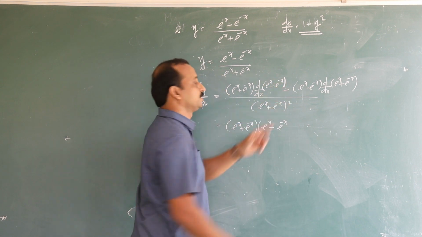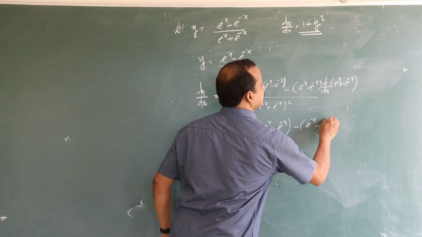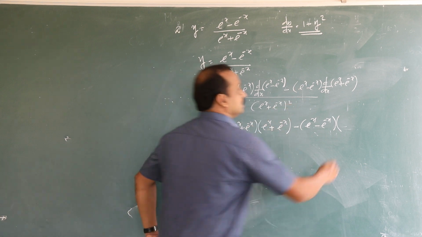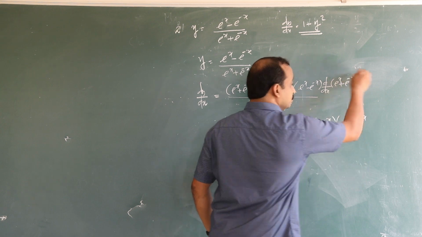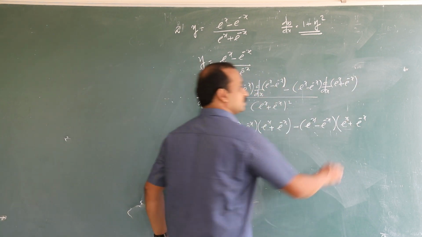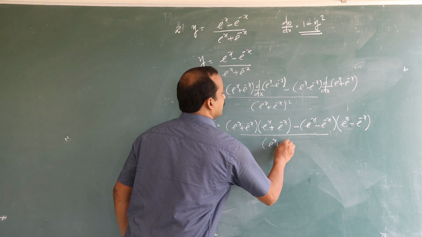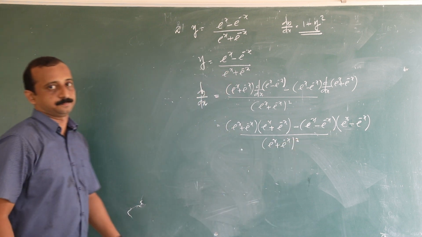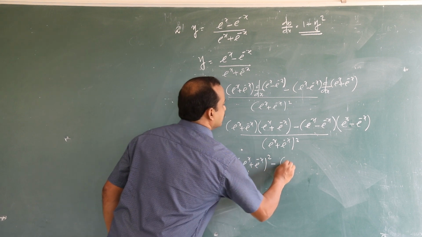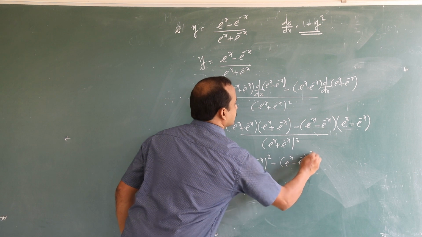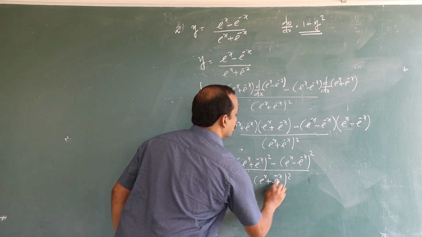Using function of function, the derivative of minus x is minus 1, minus e raised to x minus e raised to minus x into the derivative of e raised to x, which is again e raised to x, and the derivative of e raised to minus x is e raised to minus x into, using function of function, the derivative of minus x is minus 1, so it is minus of e raised to minus x, the whole divided by e raised to x plus e raised to minus x the whole square. That is equal to e raised to x plus e raised to minus x the whole square minus e raised to x minus e raised to minus x the whole square, the whole divided by e raised to x plus e raised to minus x the whole square.